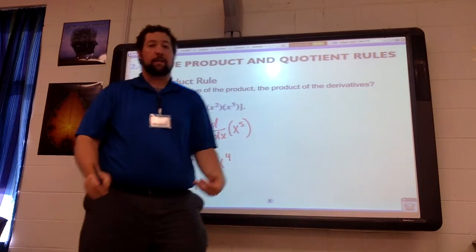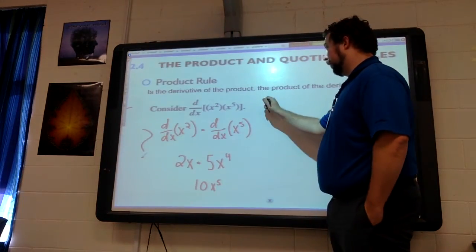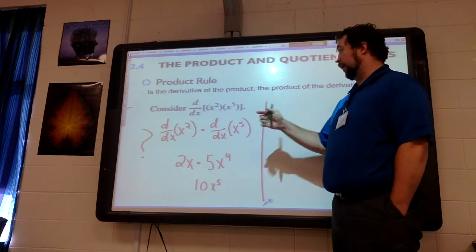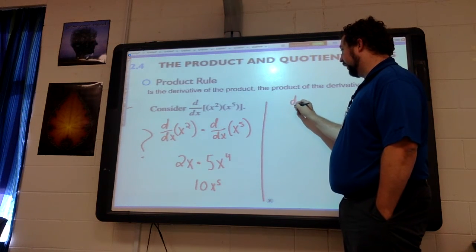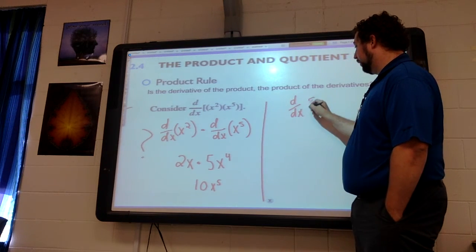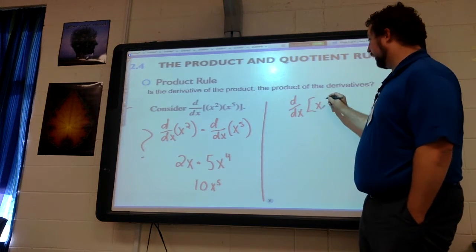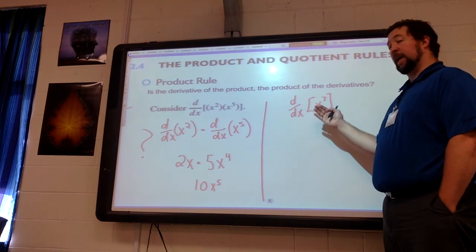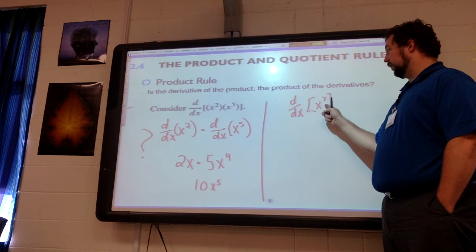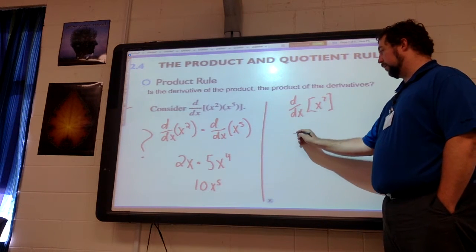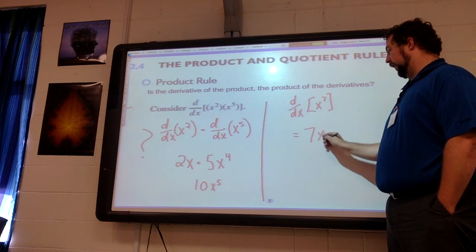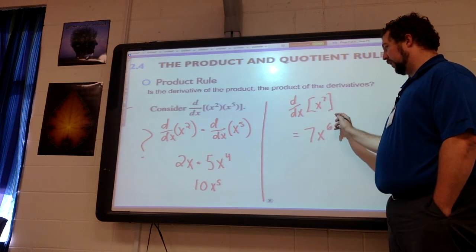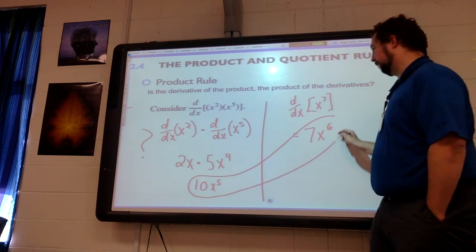Well, let's try it a different way. x squared times x to the fifth, we know how to do that. It's simply x to the seventh. You simply add the two exponents together. And now we use the power rule on this. We take the 7, bring it down, and we write the x, and we subtract 1 from the exponent, so it gives you 6x to the sixth. Well, are these two things the same?